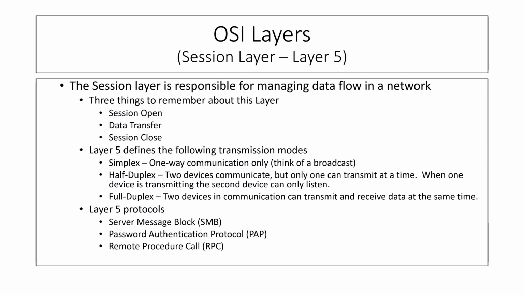Layer 5, because of that managing of data flow, has three terms that we also have here. One is called simplex. This is one-way communication, think of a broadcast. Someone just sends data and they expect the other device just to receive the data. Half duplex is where both devices talk, but only one device can communicate at a time. And full duplex is where two devices can transmit and receive data at the same time. Layer 5 protocols are SMB, or Server Message Block, Password Authentication Protocol, or PAP, and Remote Procedure Call, or RPC.